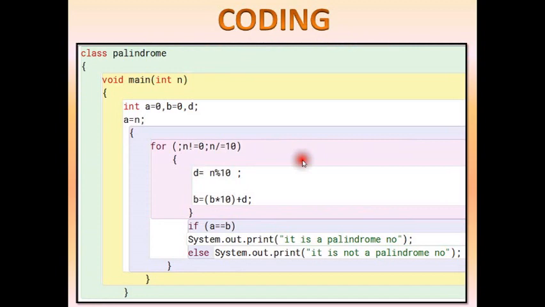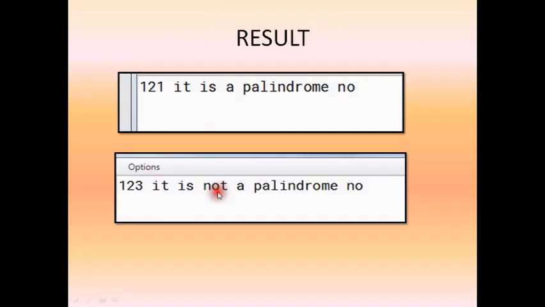Then, since we got the reverse value in b, we are checking if a is equal to b. And as soon as a comes equal to b, it will show it is a palindrome number, else it will show it's not a palindrome number. So let us check out the result. See, 121 is a palindrome number, whereas 123 is not a palindrome number. Easy one. So let's get to the next program.